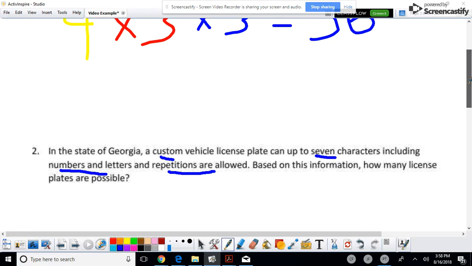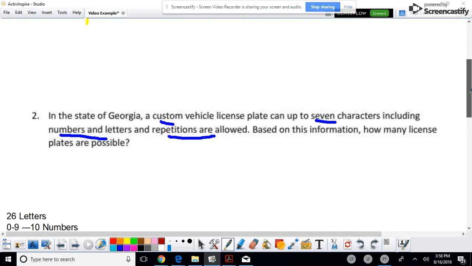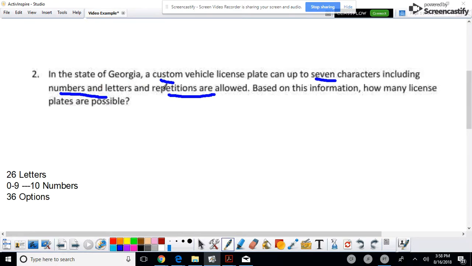Well, there's going to be a bunch of them. We're going to have a huge number here because there are very few restrictions. They're telling you you can use letters and numbers and you can repeat. So there's a whole lot. Let's see just how big that number is.